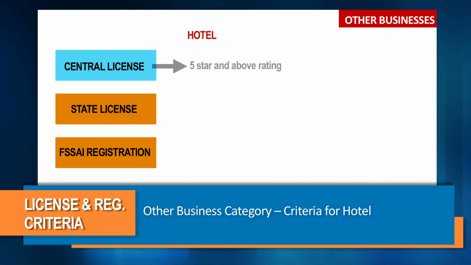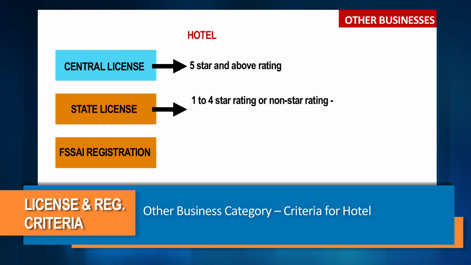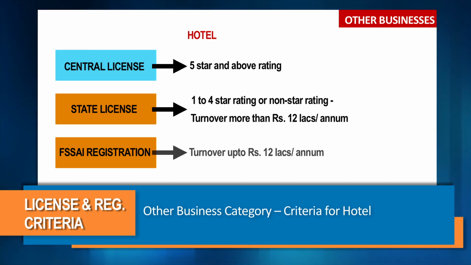Hotel with 5-star and above rating falls under central license. With 1 to 4-star rating or non-star rating with annual turnover of more than rupees 12 lakhs per annum falls under state license category, and with turnover up to rupees 12 lakhs per annum falls under registration category.